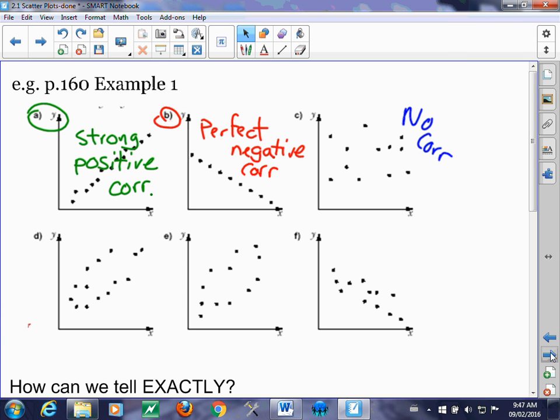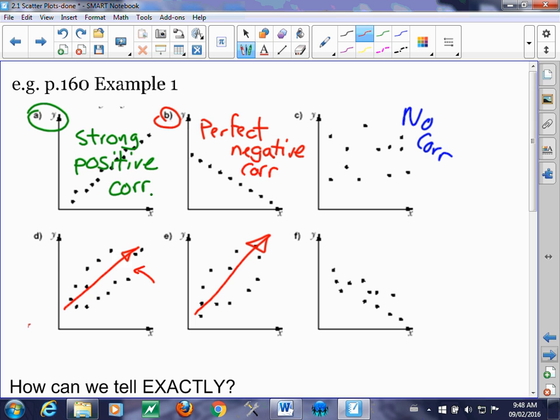All right, let's take a look at D and E. They actually look pretty similar, so I'm going to group them together. Hopefully everybody can see that there is an upward trend here on both of them. So that tells us that we've got a positive correlation. And the data points aren't as close together as they could be. So I'm going to classify, you can do both of these together, folks, both of these are going to be what's called moderate positive correlation.